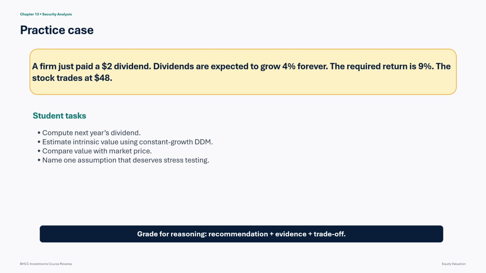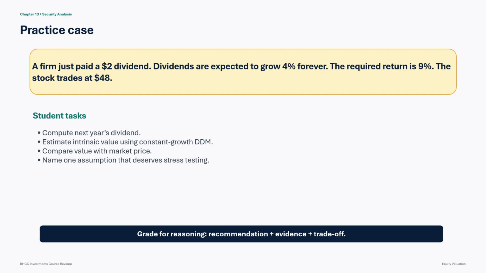Task 2 is to estimate intrinsic value using the constant growth dividend discount model. Price equals next year's dividend divided by the required return minus the growth rate. The numerator is $2.08. The denominator is 9% minus 4%, or 5 percentage points. $2.08 divided by 0.05 equals $41.60.